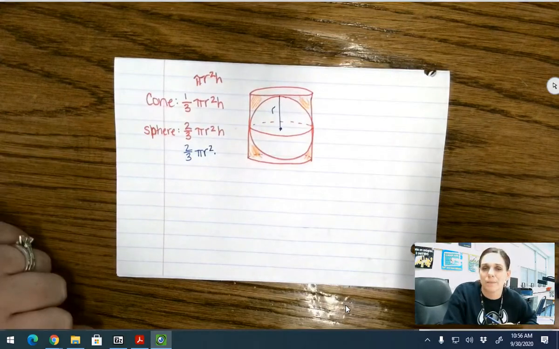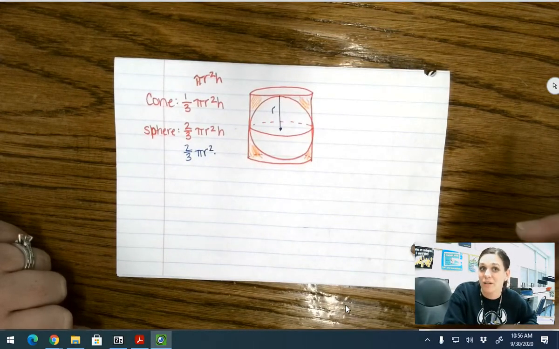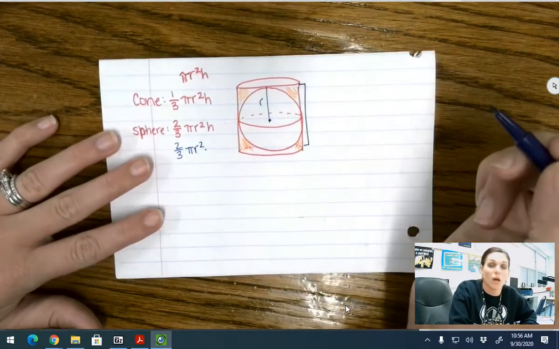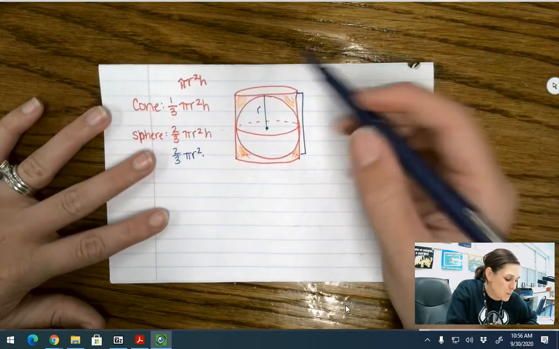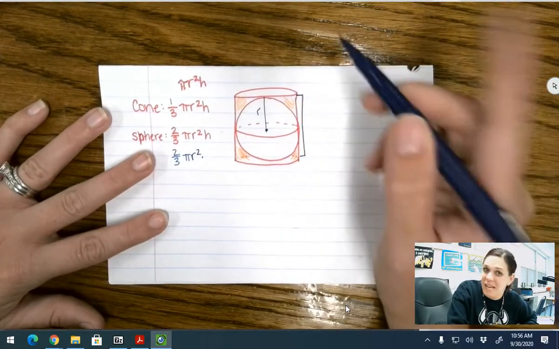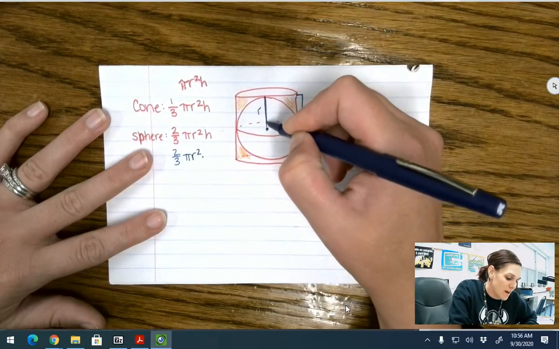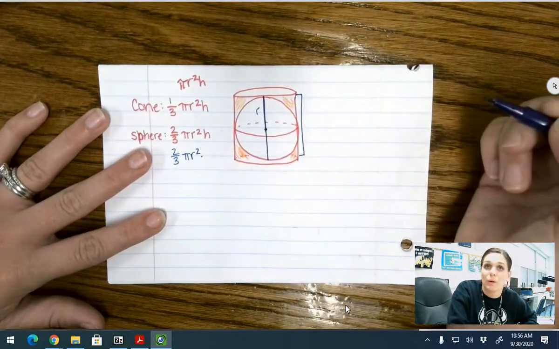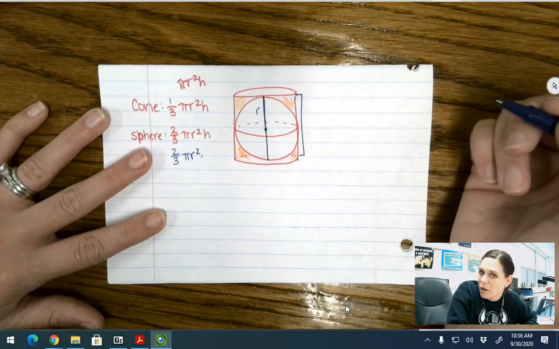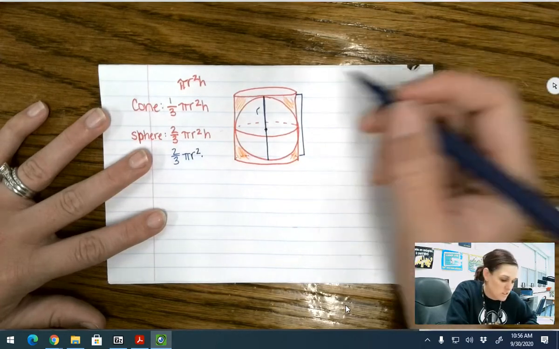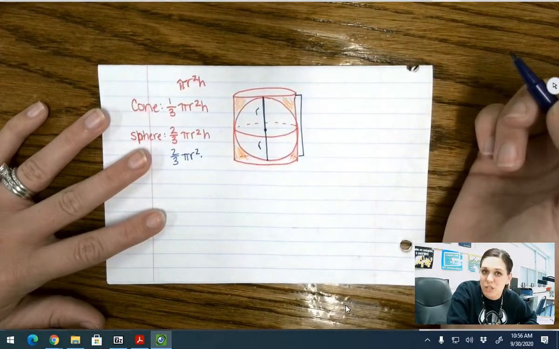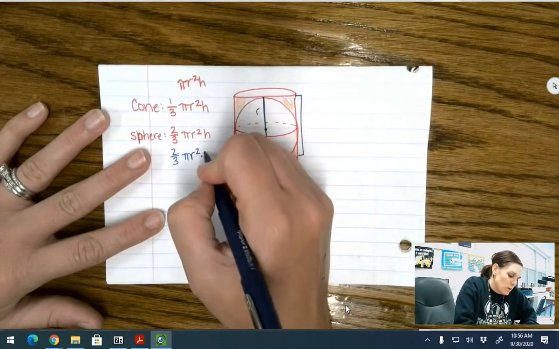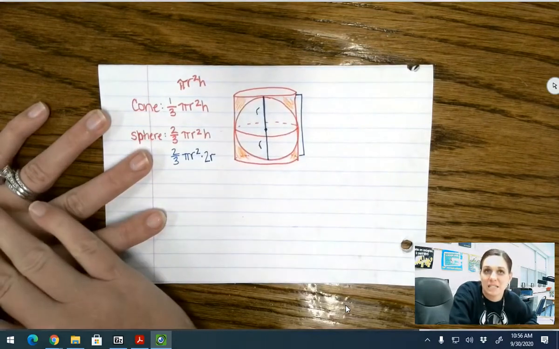But notice, a sphere doesn't actually have a height. Now you might go, well, Miss Cooley, yeah, it does. It's the same height as the cylinder. Well, you're right. However, we don't call that height. Take a look. All right, if I have the radius and I continue it all the way through, isn't that the height of the sphere? Isn't the height of the sphere 2 radiuses put together? Interesting, right? So instead of height, I could say, well, this is 2 radiuses.